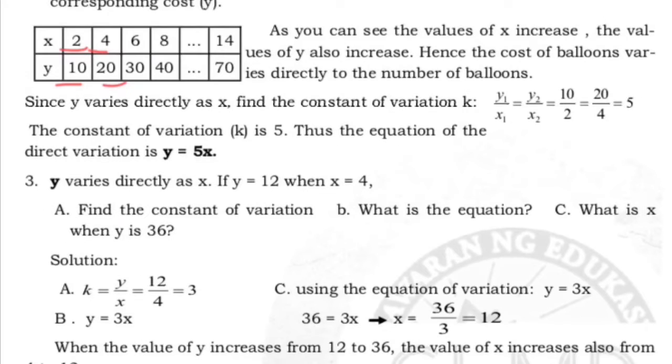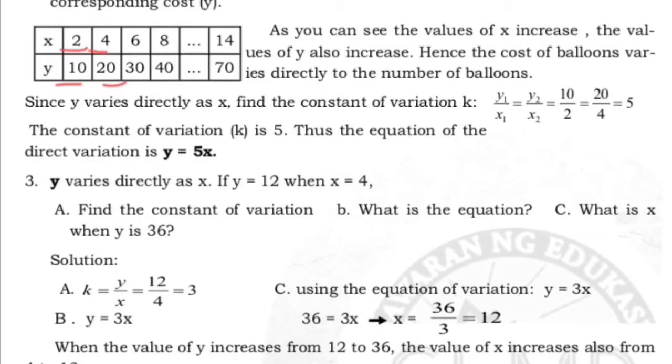Number 3, y varies directly as x. If y equals 12 when x equals 4, A, find the constant of variation. B, what is the equation? And C, what is x when y is equal to 36?